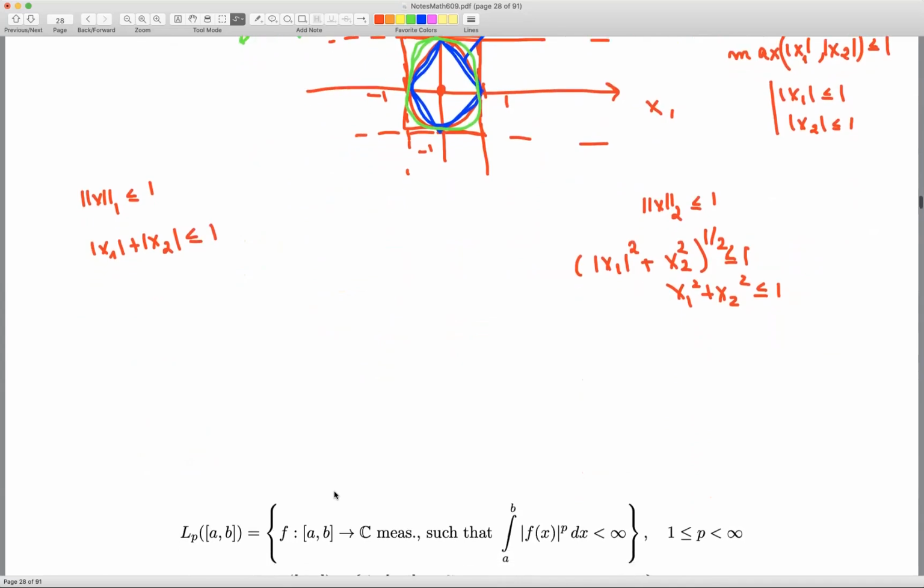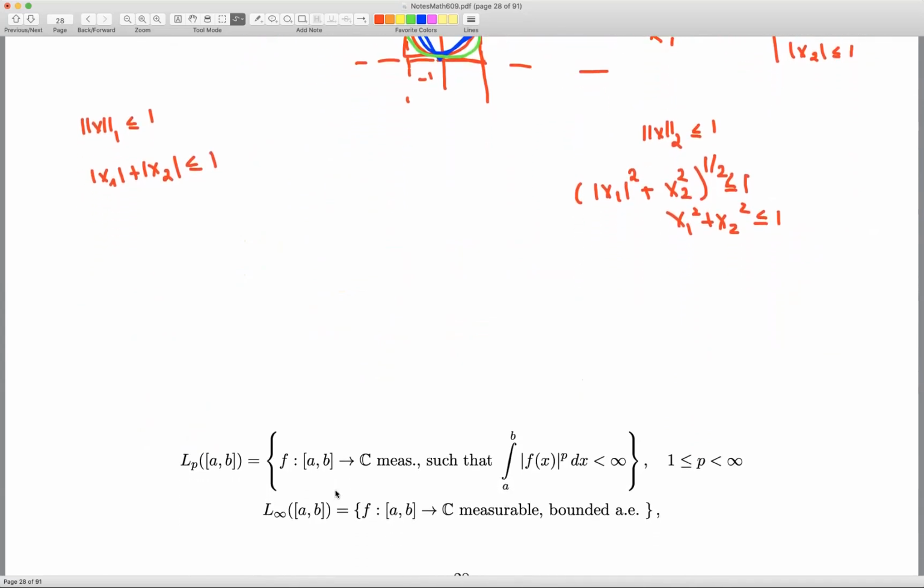Okay, so now we have new spaces that we're going to consider. These spaces are the LP spaces, and they are given by an index P that is here in the integral, and they are given by the domain of the functions that it consists of. So these functions are defined on the interval AB. So LP is the space of all measurable functions defined on the interval AB.